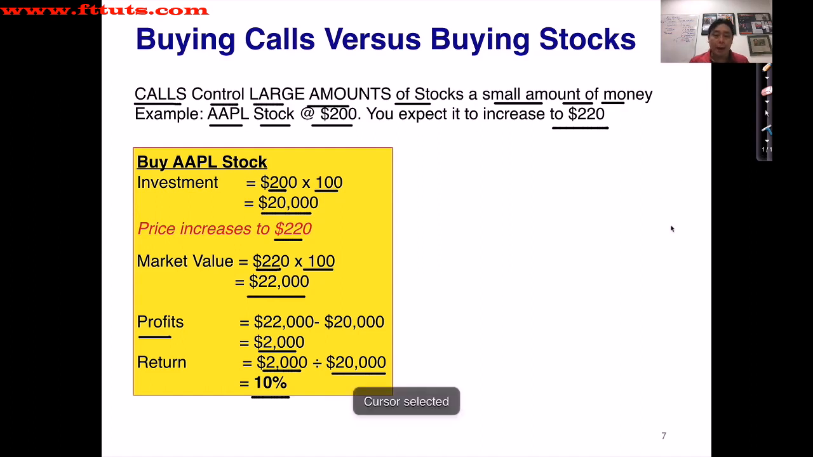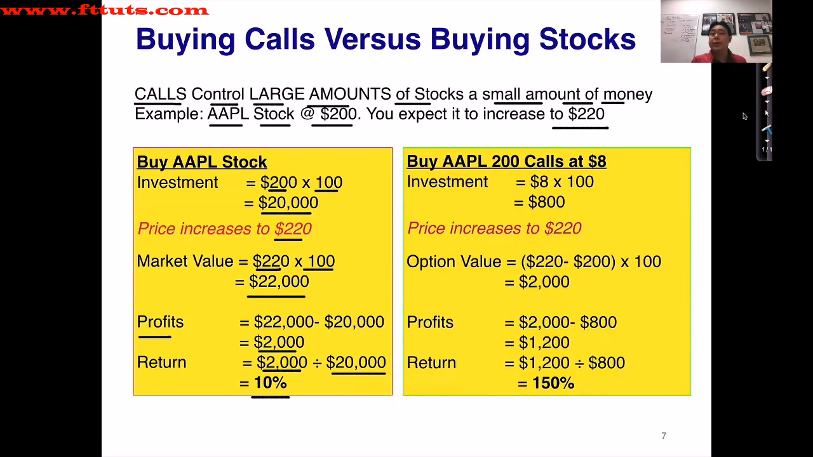Now, what if you were to buy the call option instead? So instead of buying Apple shares, you buy the Apple 200 calls. So in other words, 200 is a strike price. The option locks in the price at $200 and you pay a premium of $8 for this option. So now what's your investment? Now you invest $8 because you just paid a premium, right? And multiply by 100 shares, because one contract of an option is always 100 shares. So your investment is $800 in this case, okay?